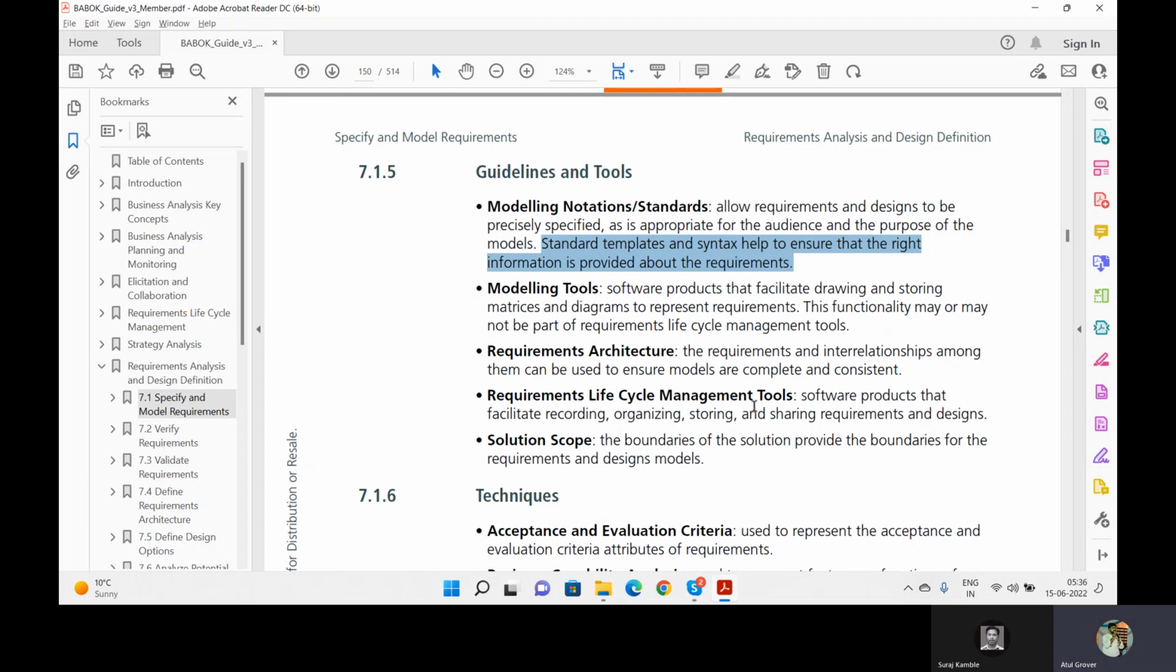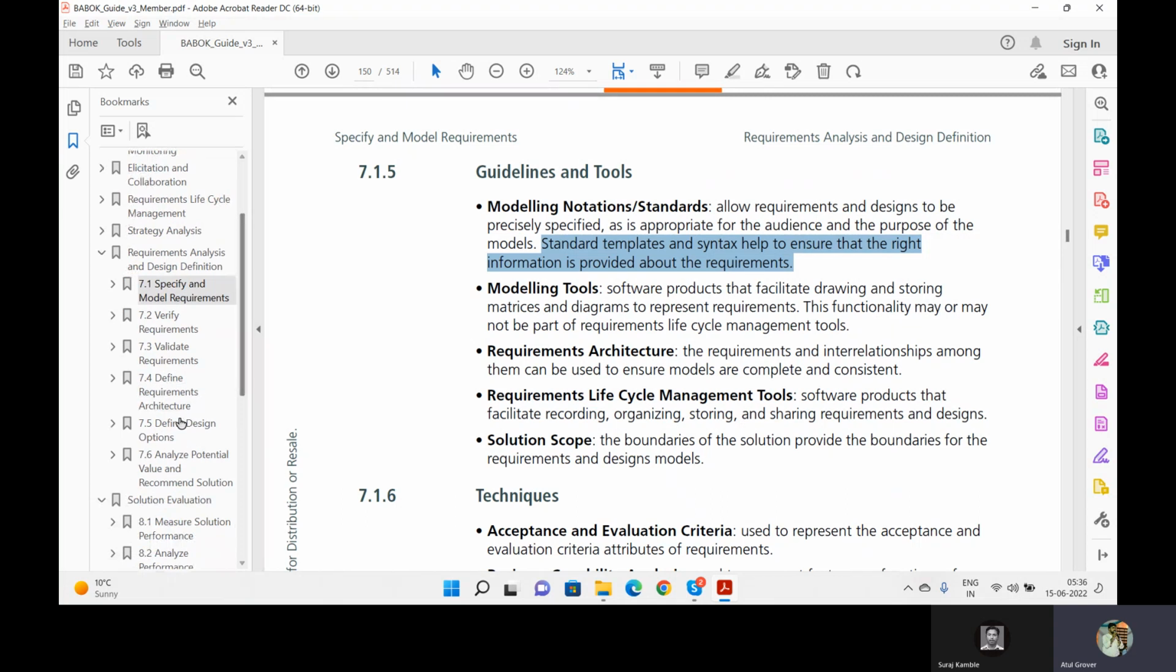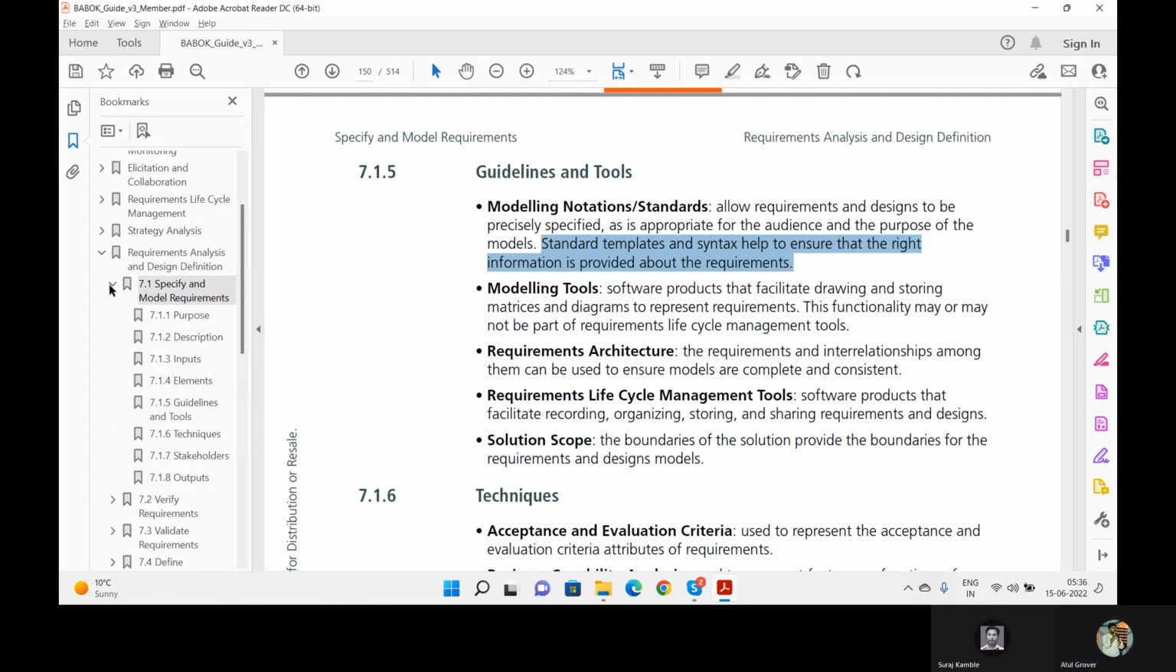Requirement lifecycle tool, where to organize, store, and share the requirements, and finally the solution scoping part. So these are the major 5 guidelines or tools which we use to specify and model the requirements here. Now we come to the techniques. What are the techniques here?